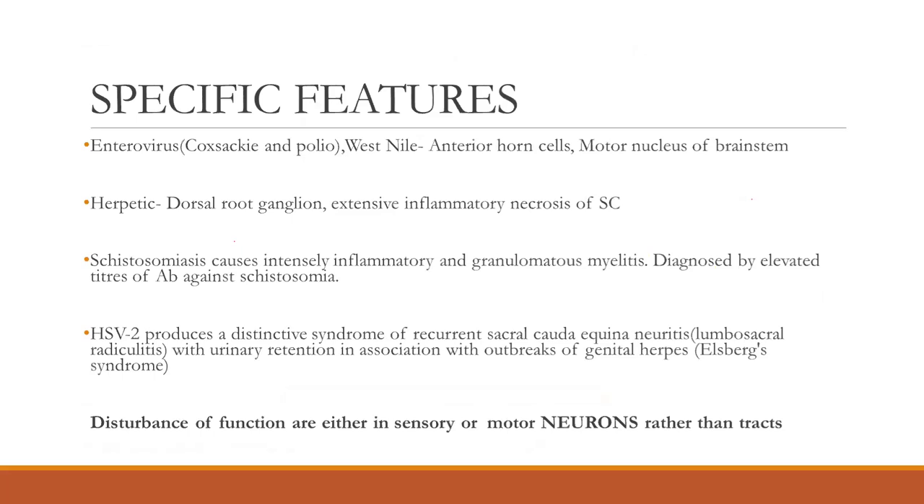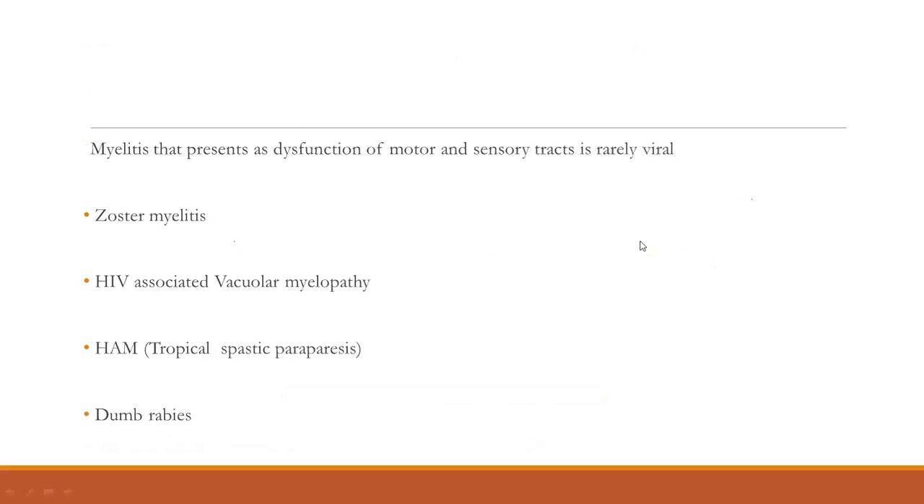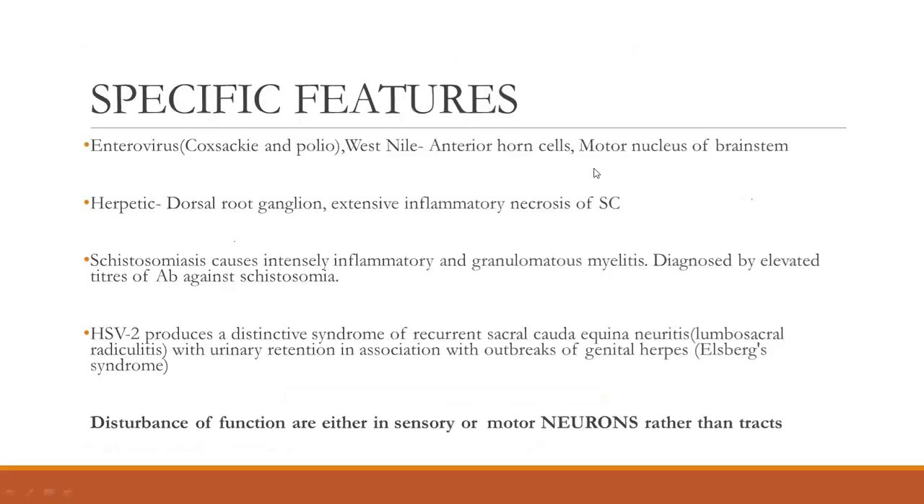So coming to specific features of viral myelitis involving particular parts of the spinal cord, we have enterovirus and Coxsackie viruses involving the motor nucleus, herpes involving the dorsal root ganglion, and extensive inflammatory necrosis of the spinal cord. Schistosomiasis, as I said, causes eosinophilic myelitis. HSV2 is sometimes associated with a distinctive syndrome of recurrent sacral cauda equina neuritis with urinary retention with an associated outbreak of genital herpes. This is called Elsberg syndrome.